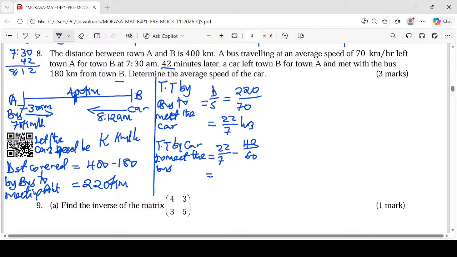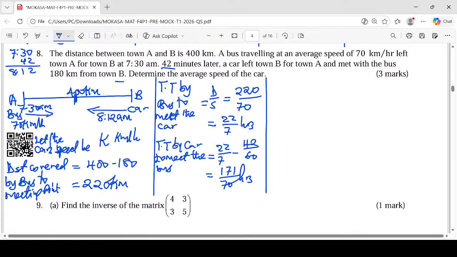When you do the subtraction, you are going to get 171 over 70 hours. So that means that the car had to travel for 171 over 70 hours when it met the bus.